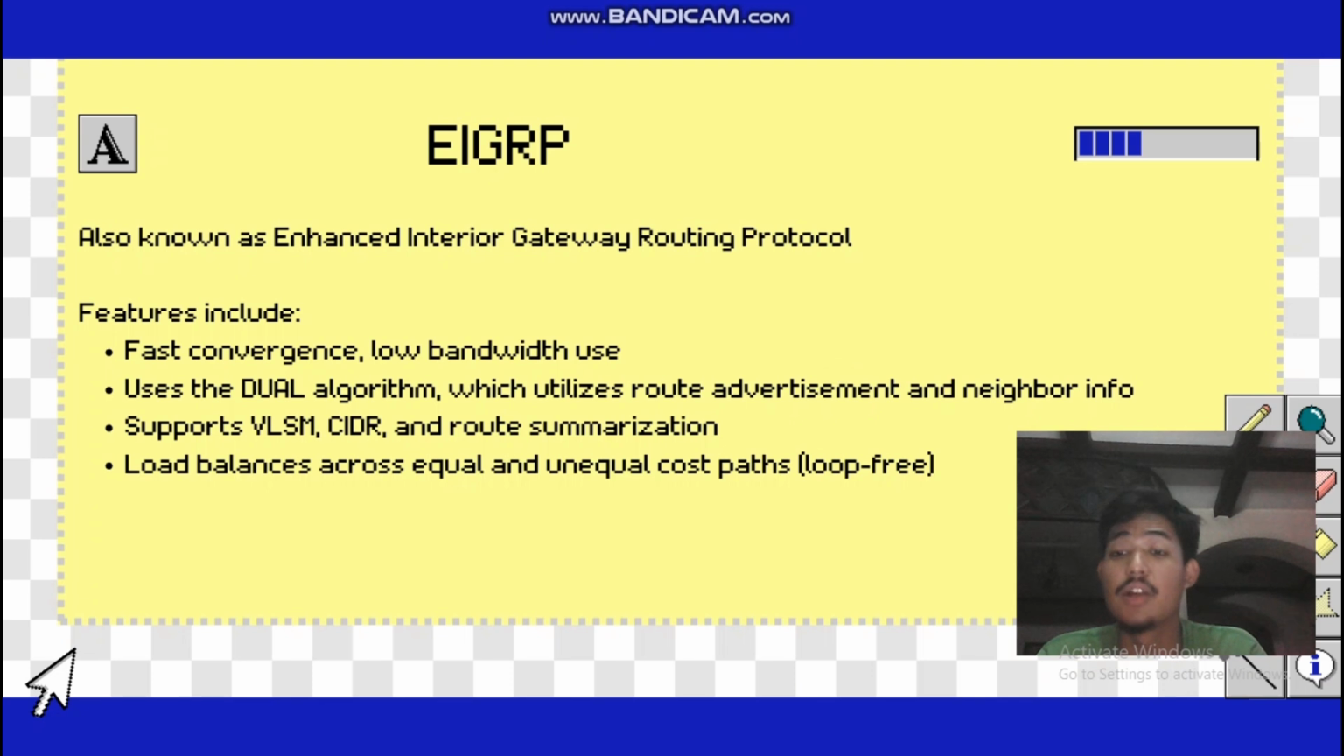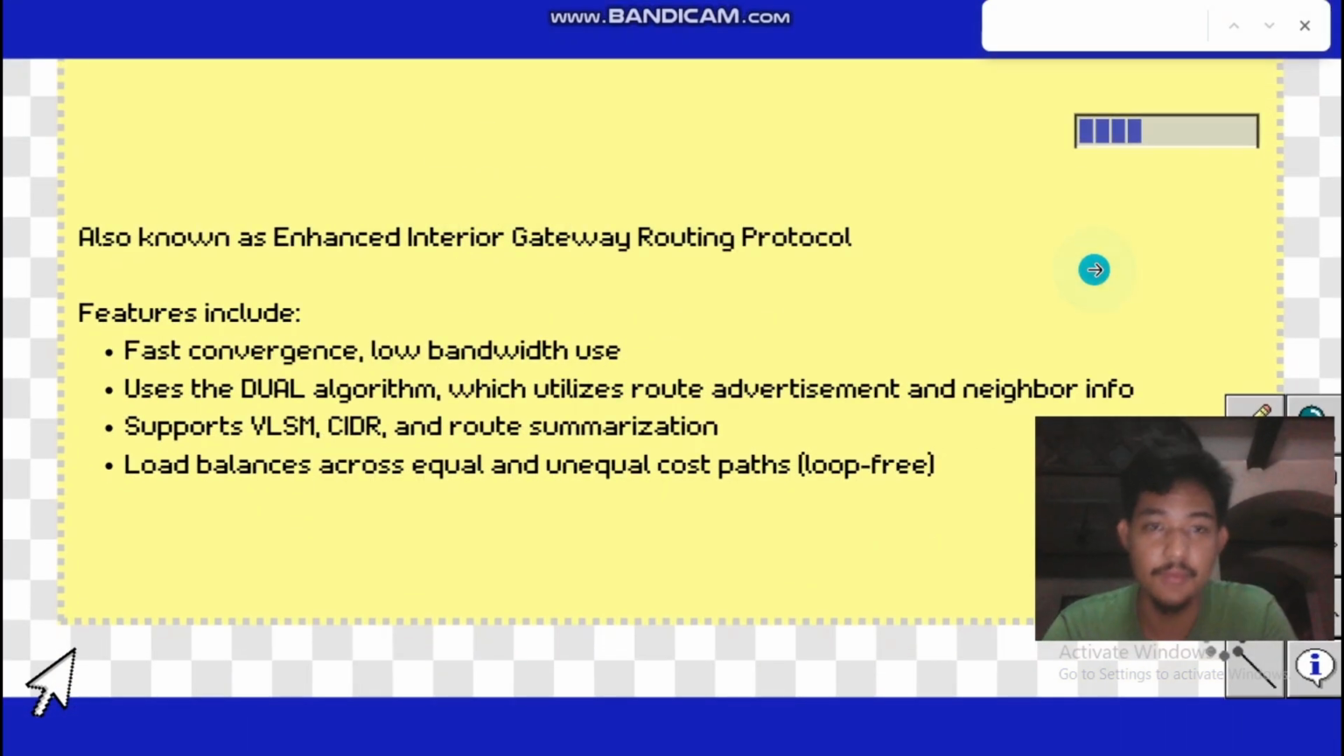And since EIGRP uses two very core features of previous routing protocols, or subcategories of different routing protocols, EIGRP is considered a hybrid routing protocol. Therefore, it is very, very advanced. And of course, it is expected for an advanced routing protocol that it will support VLSM, CIDR, and therefore route summarization. And this route summarization also helps load balance across equal and unequal cost paths, making it basically loop free. So there we go.